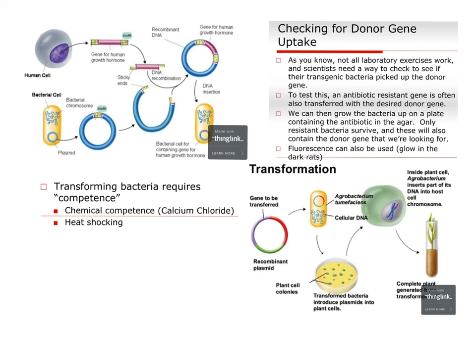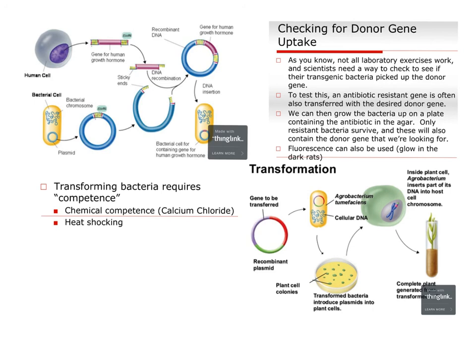By heat shocking, what you would do is stick the bacteria with the plasmid, incubate it for a period of time on ice, and then stick it into a hot water bath for a period of time, and then put it back in ice. That's what we mean by heat shocking. So you take it from cold to hot to cold again. So that's how you do genetic engineering, essentially. That's how you would engineer a bacterium.